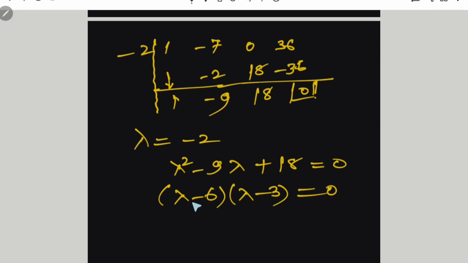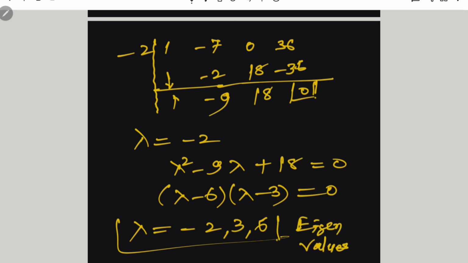We get lambda equals 6 and lambda equals 3. The product of 6 into minus 3 is minus 18, and minus 6 plus minus 3 is minus 9. Therefore, we get lambda equals minus 2, 3 and 6. These are the eigenvalues.